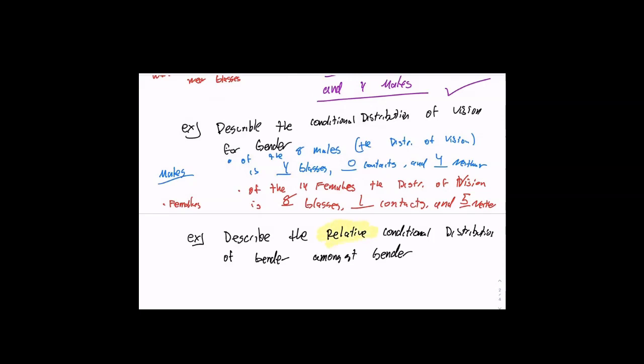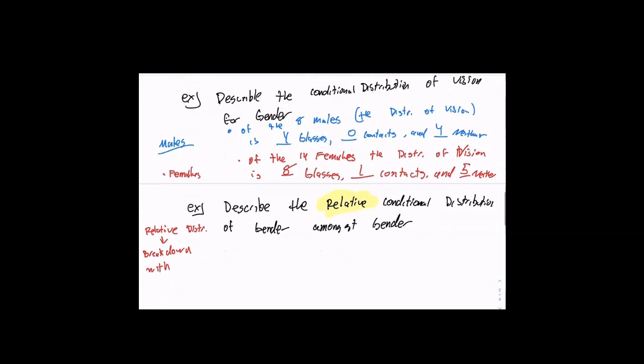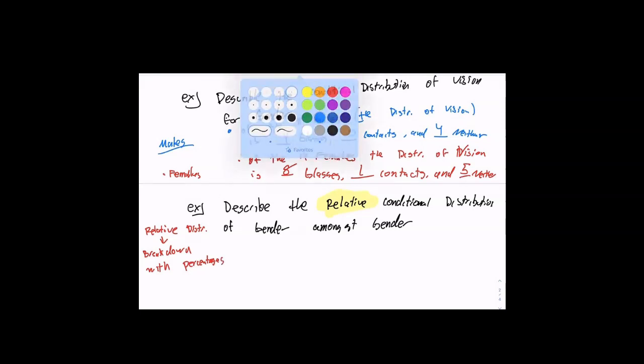Which means that my distribution breakdown, just as a review, relative means that the distribution, the breakdown, means that we're going to break them down using what? Percentages. Perfect. Everything else stays the same. How many sentences am I going to have to write? 2, because I have to talk about males and I have to talk about females.